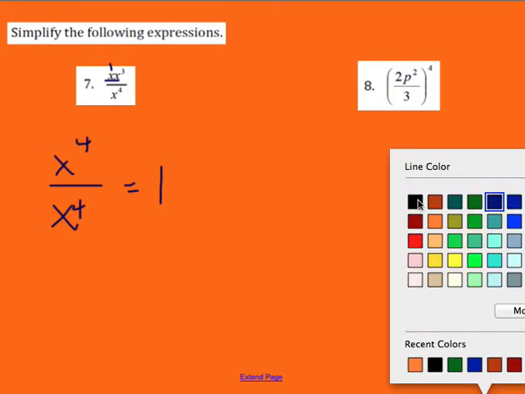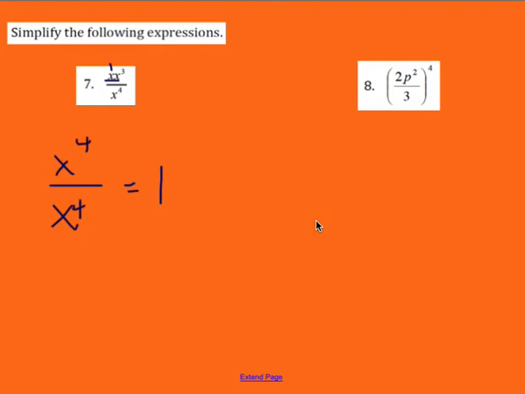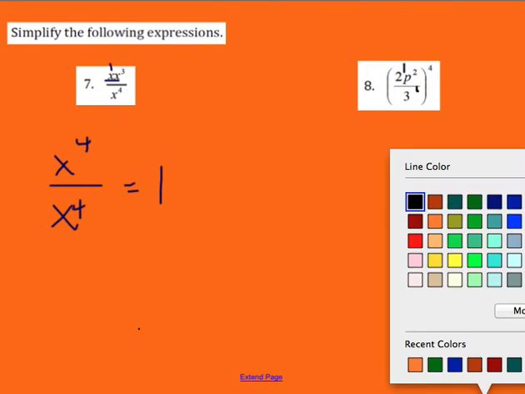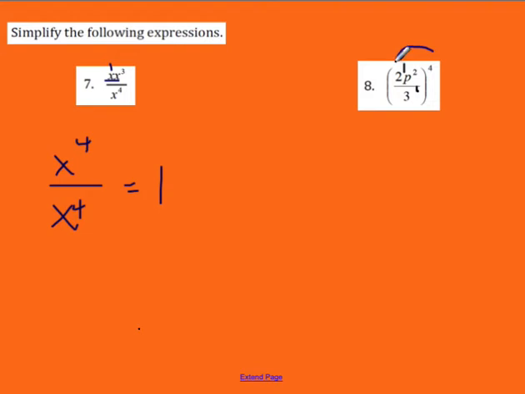Next, let's take a look at number 8. Now we're dividing, but we have powers of powers. Notice that this 2 has an exponent of 1, but guess what? So does this 3. It's really easy to forget about that number on the bottom. Each of those has an exponent of 1. So when we take it to the power of 4, we need to multiply that 4 into each of those exponents. So 2 to the 1 times 4 is going to be 2 to the fourth. For p, we multiply 2 times 4 again because we're taking a power of a power. 2 times 4 is going to give us 8. And then 3 to the 1 times 4 is going to be 3 to the fourth.